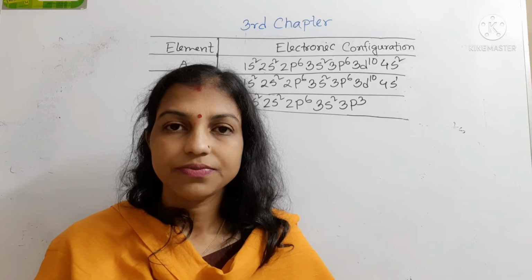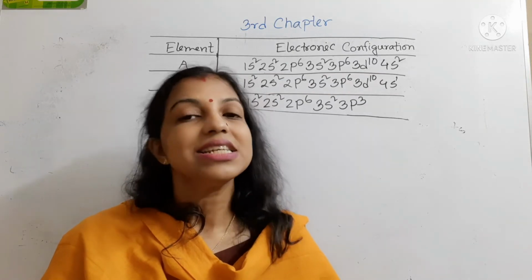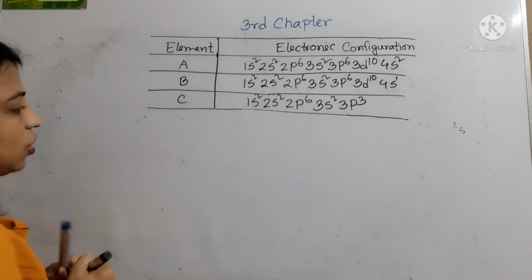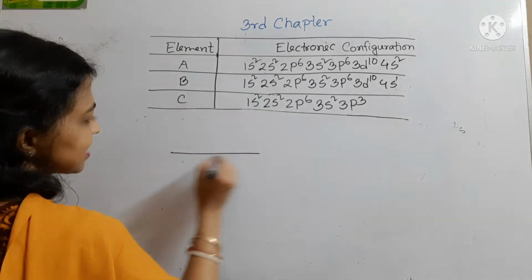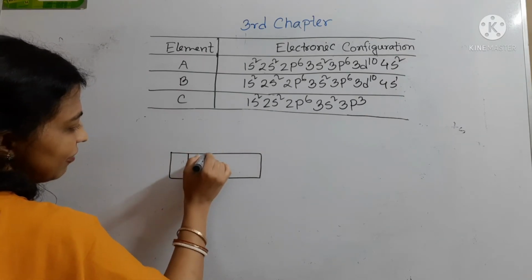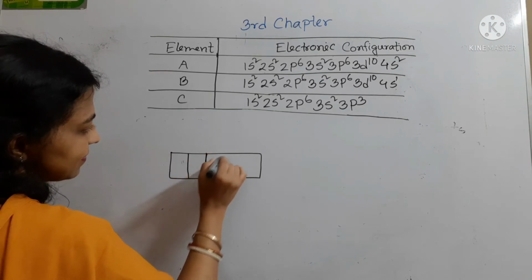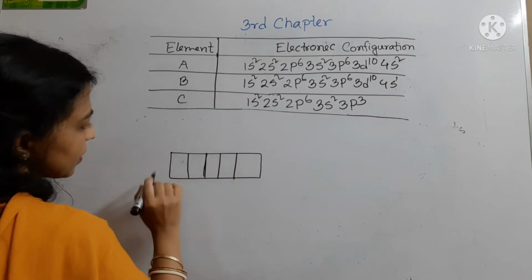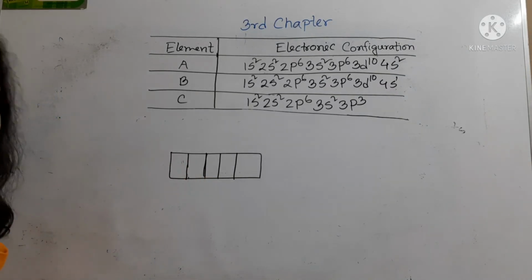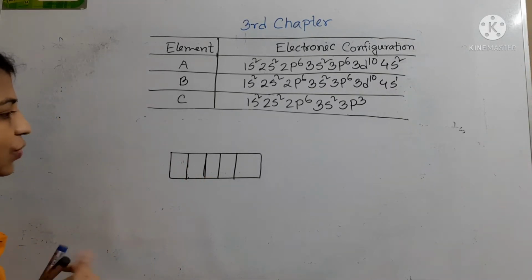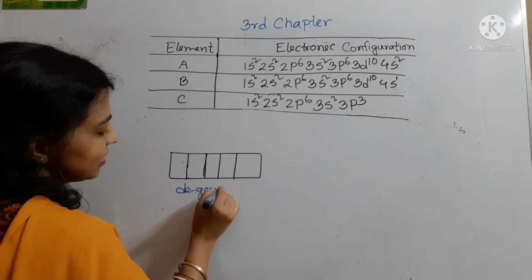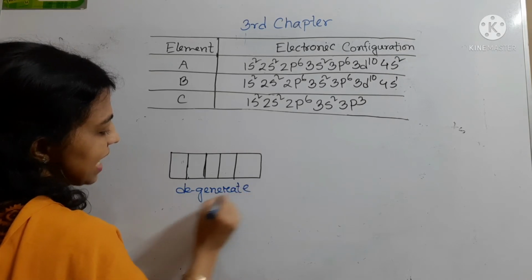Okay, this is called degenerate state. That means before forming a complex compound by the transition element, 5 d orbitals remain in the same energy state. This is known as the degenerate state.